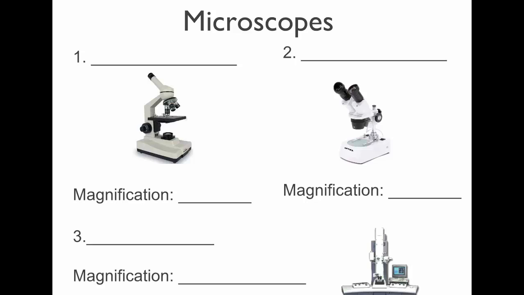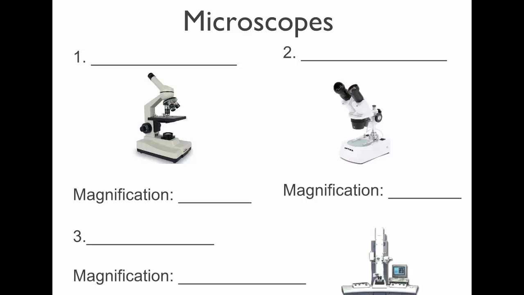So let's talk a little bit about some of the different types of them. There's many types of microscopes, and there's lots of variations on each of the types. We'll talk about just three main types of microscopes, and we'll only use two of them.